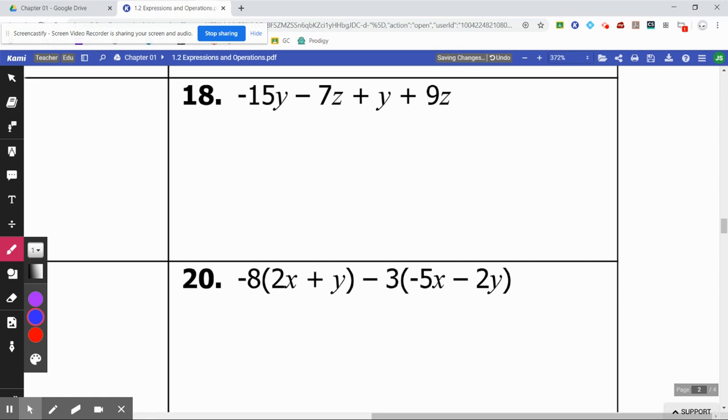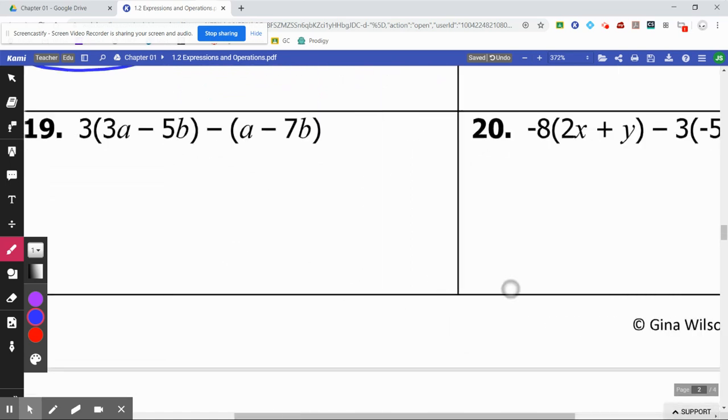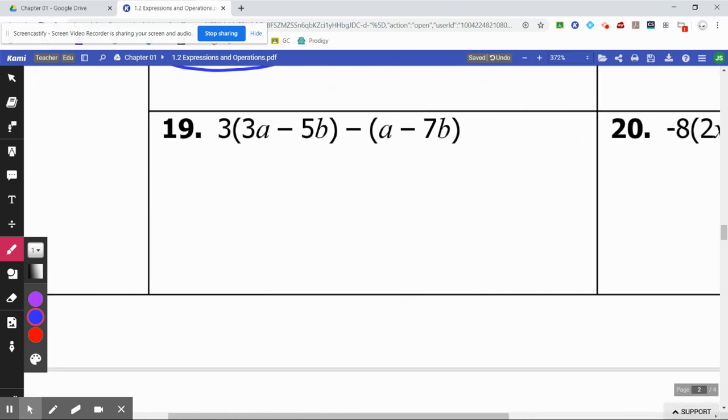Number 18. Look for your like terms. Let's do the y's. We'll do them in alphabetical order. Negative 15 plus 1 is a negative 14y's. Combine your negative 7z's and your positive 9z's, and that gives you a positive 2z's. So very important when you are combining, when you're adding, subtracting, do not change the variable. If you add z's with z's, you still have z's. If you add y's with y's, you still have y's, not y squareds or anything like that when you're adding, subtracting.